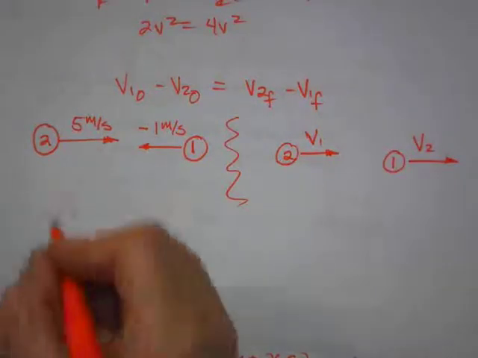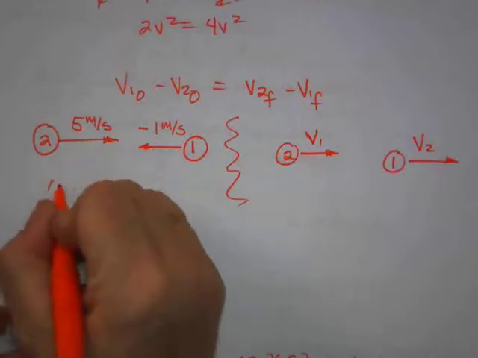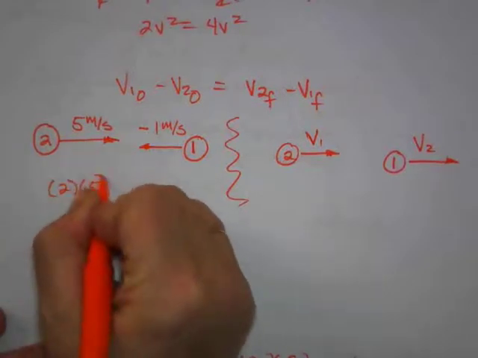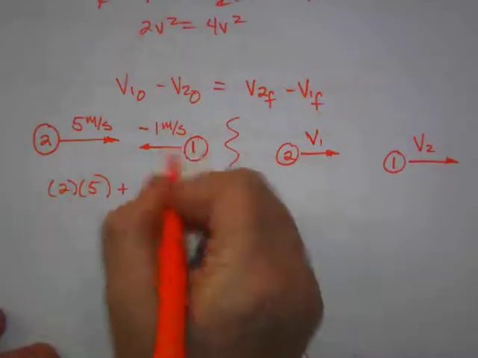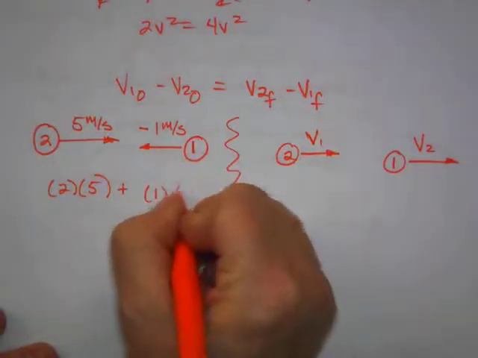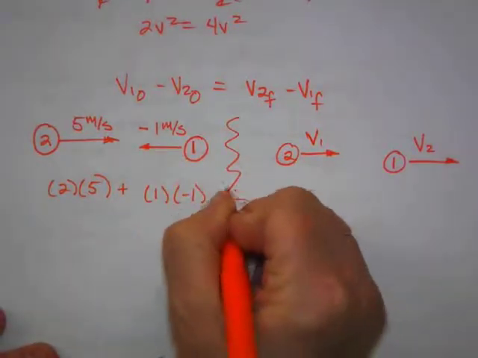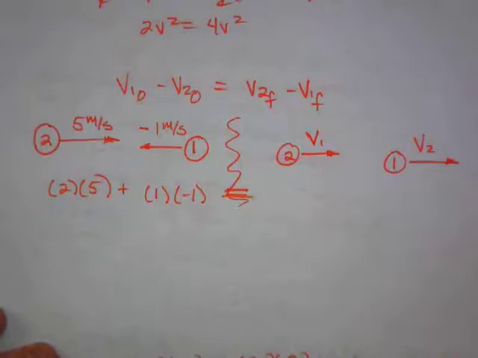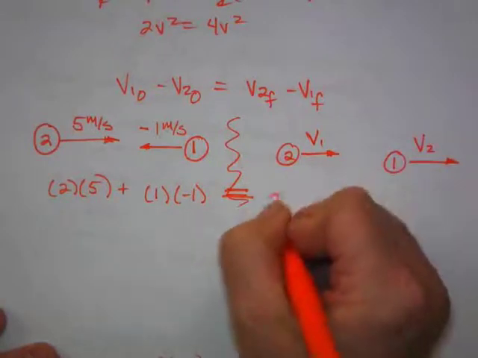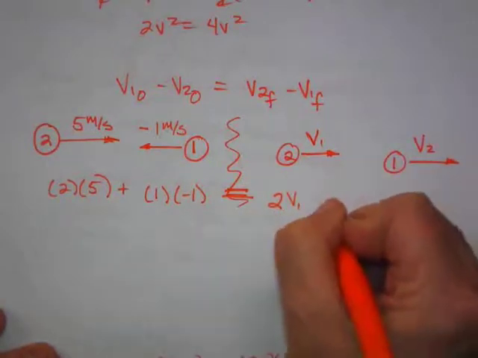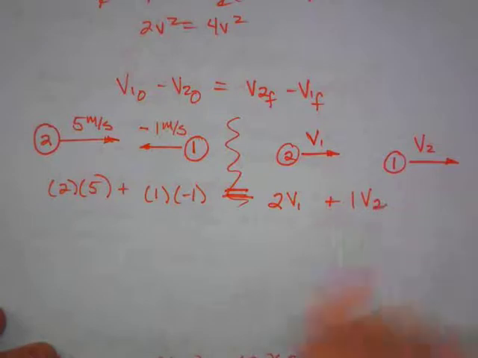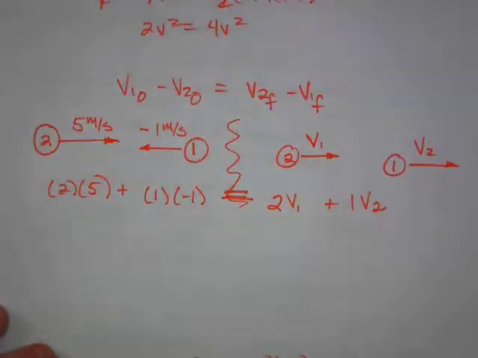But now I don't know either velocity, because I have two equations that I can use. I can use momentum, which you already said this was 10, so 2 times 5, plus, what's the momentum here? Negative 1. 1 times negative 1. The equal sign goes where the collision occurs. And then this is going to be 2 times V1 plus 1 times V2.